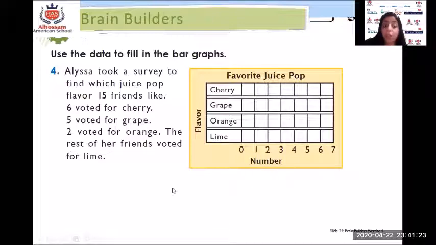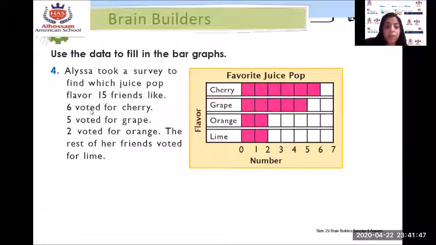So let's apply this information by making our bar graph. Who can tell me if this is a vertical or horizontal bar graph? Here I'm going to record the data in rows. So this is horizontal. Okay. So 6 voted for cherry. Here, Lily and Tima colored 6. 5 voted for grape. 5 boxes are colored. And here 2 for orange and 2 for lime. Perfect.